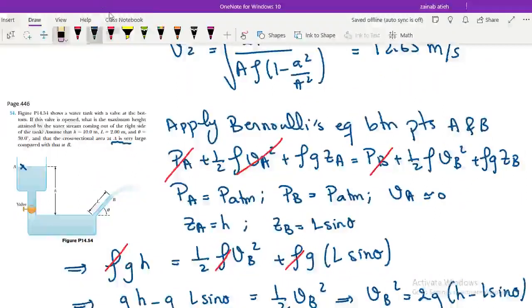Assume this is the maximum height, so the distance from here to here is delta y, this is delta y, which is y minus y0.